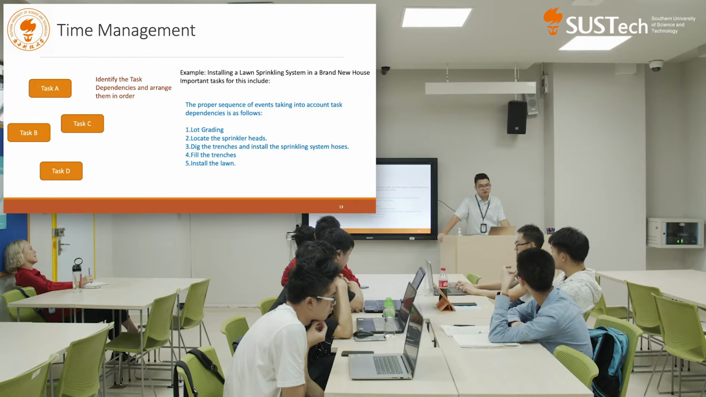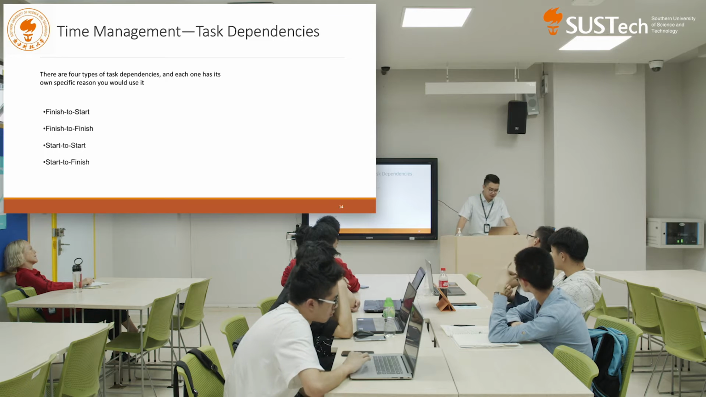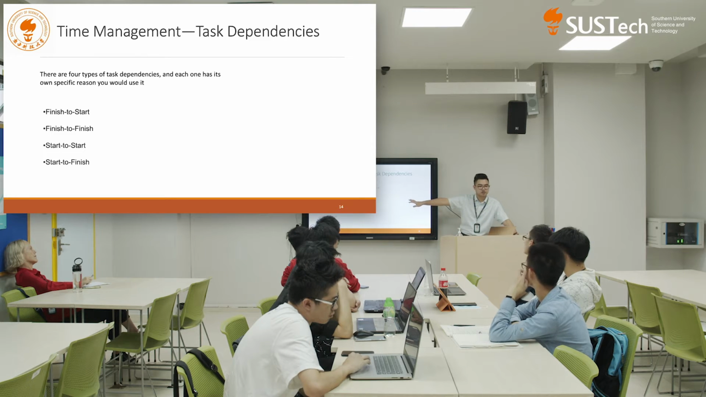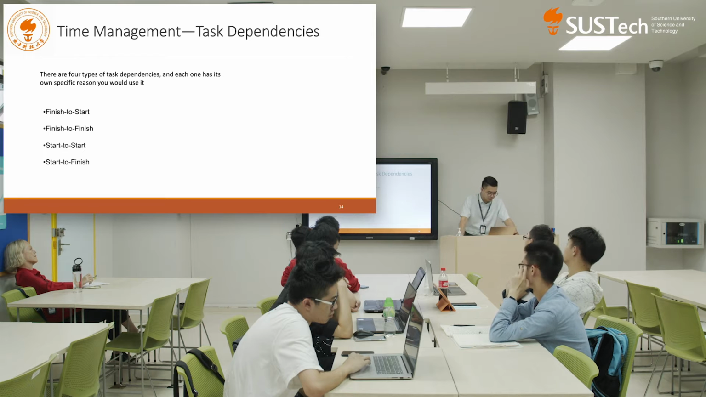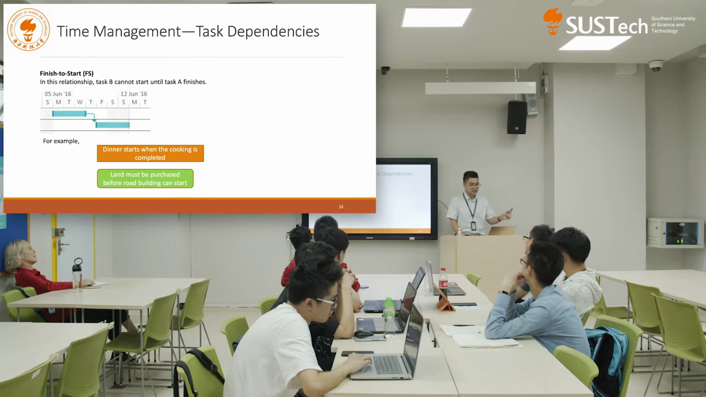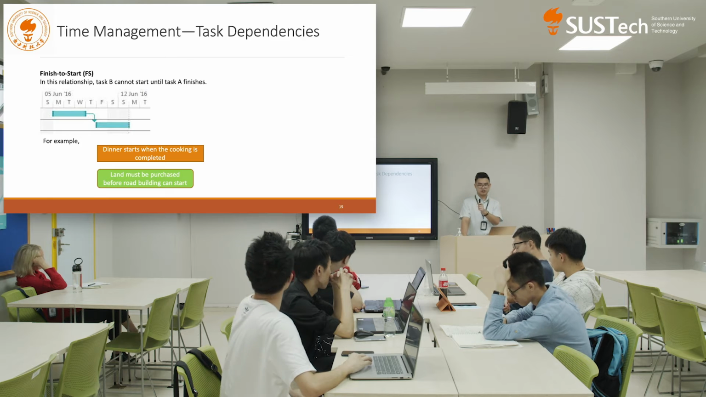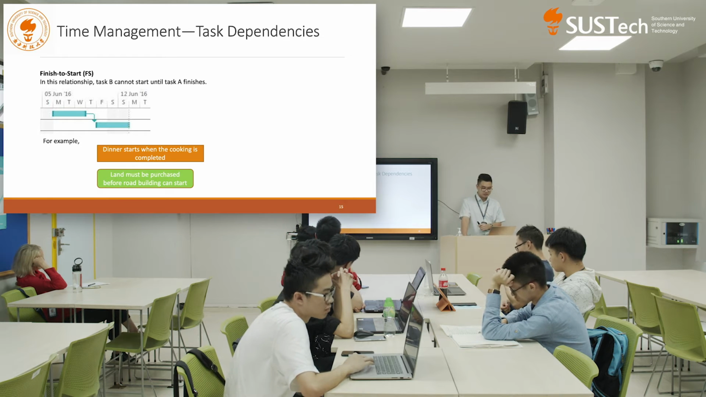So in our engineering report, there are 4 types of different task dependencies. So we have 4 different relationships between each task. The first kind of relationship is the finish to start relationship. The finish to start relationship means that task B cannot start until task A is finished. So that's easy to understand, right?